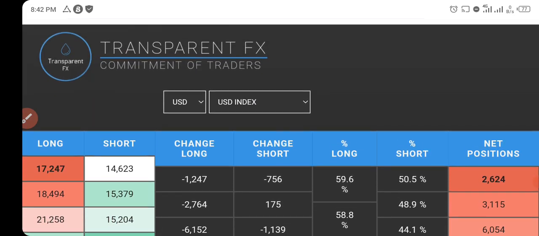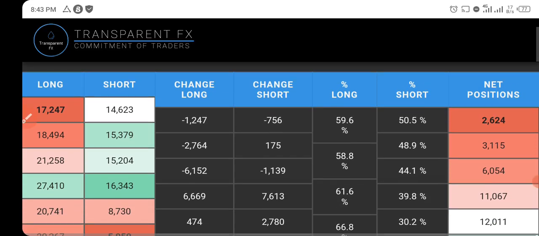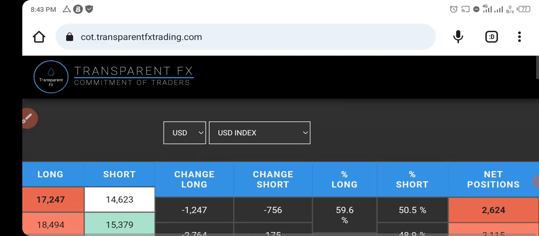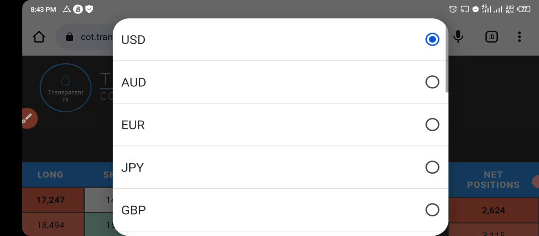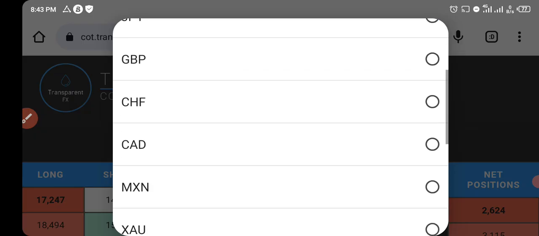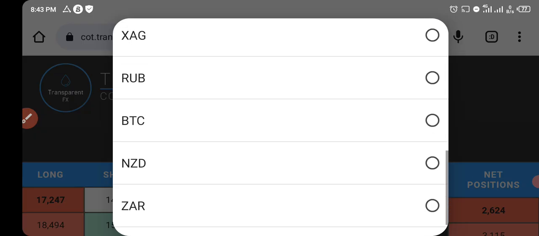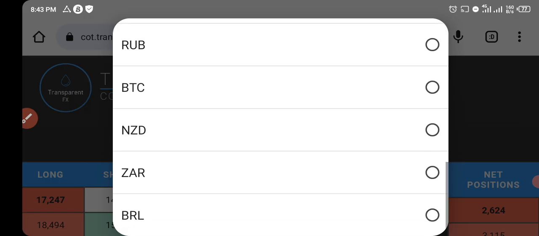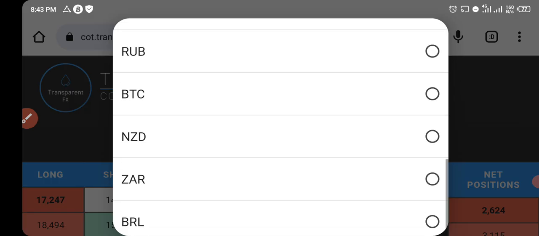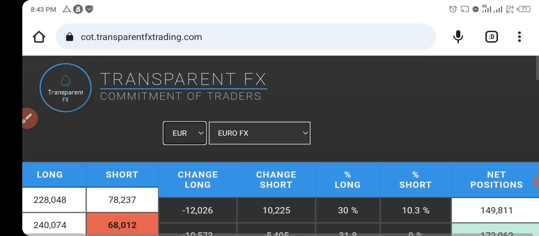So remember, we analyzed the Euro USD, and we'll be checking Euro USD here. I'll click Euro. You can see the currency pairs. We have USD, AUD, Euro, JPY, GBP, CHF, CAD, Mexican peso, gold, silver, Russian ruble, Bitcoin, New Zealand dollar, South African rand, and Brazilian real. I'll be checking just two because I'm analyzing Euro USD. So I will click Euro.